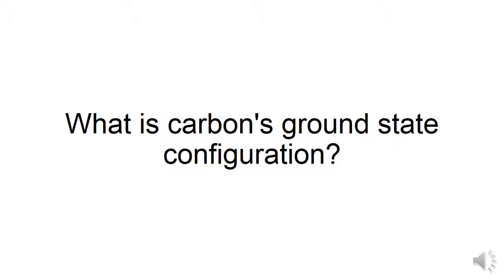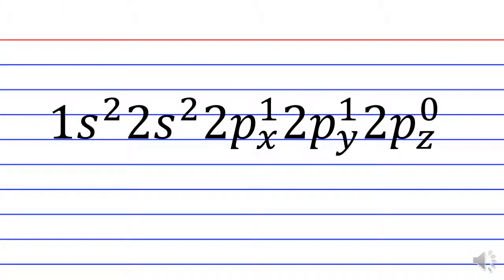Okay? What is carbon's ground state configuration? And when you see a question like this with ground state configuration, it's really asking what is the electron configuration showing the hybrid orbitals. Okay, so you have to expand to show the hybrid orbitals. So what is carbon's ground state configuration? Okay, so that would be 1s2. Remember, carbon has 6 electrons, 2s2.